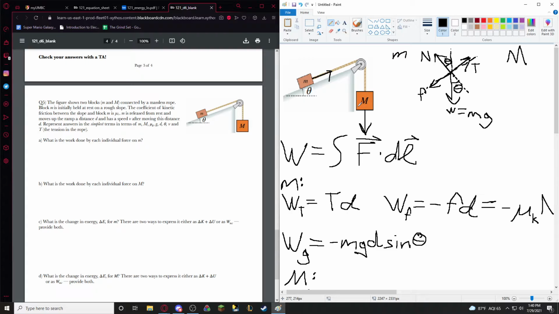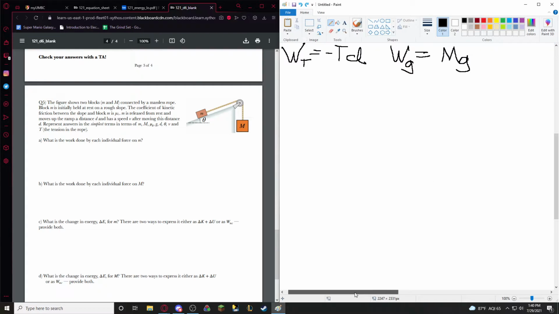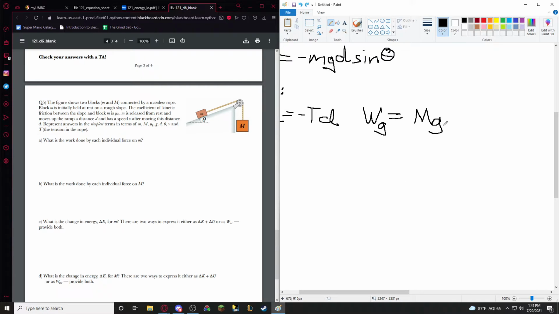Yes, ideally, the rope is a constant length. It's not going to be stretching or twisting or anything. So it's just mg times d. Is that positive or negative work? That would be positive work. Exactly, because the distance is in the same direction as the force.